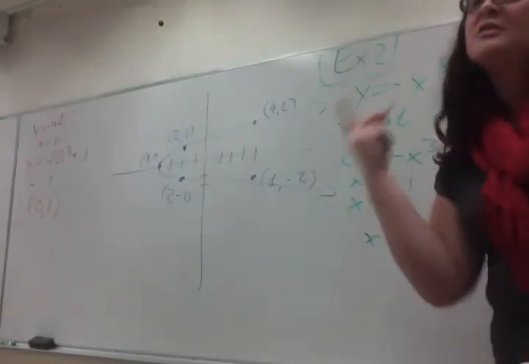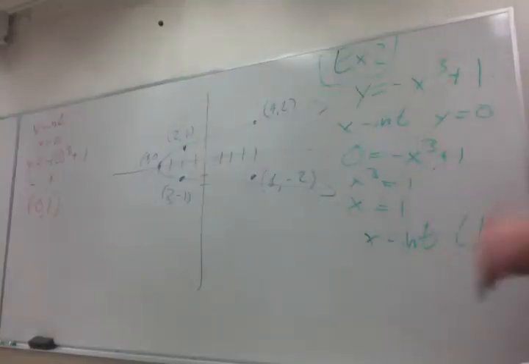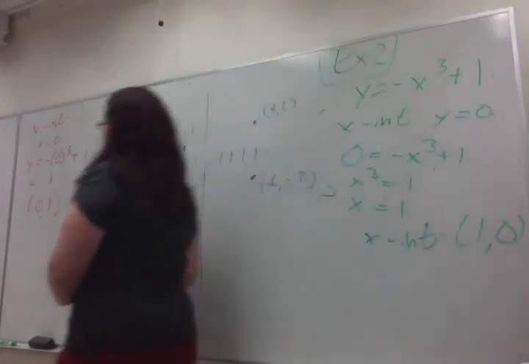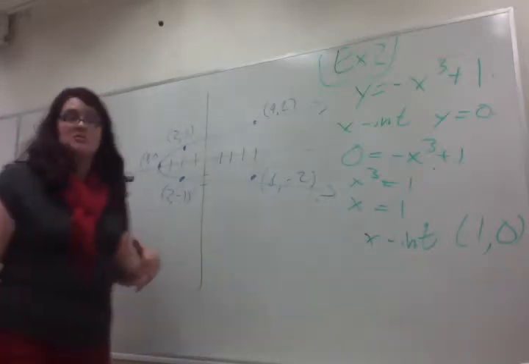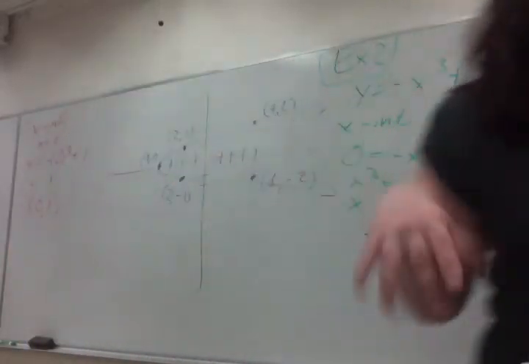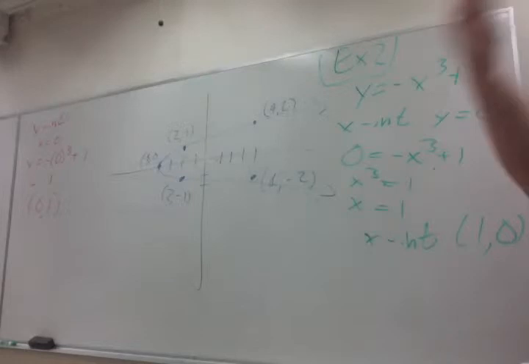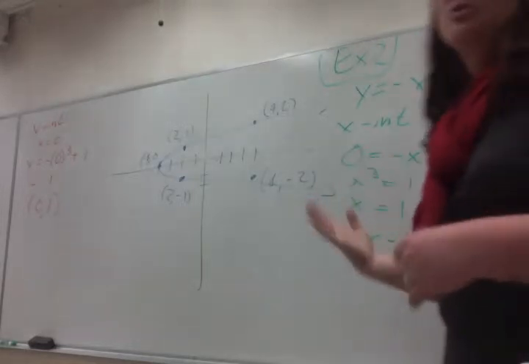A couple of things to mention about testing for symmetry before I do the examples. First, you have to test for each type of symmetry separately. Just because it's not symmetric with respect to the x-axis does not mean it won't be symmetric with respect to the y-axis. Even if it is symmetric with respect to the y-axis, it still could also be symmetric with respect to the x-axis. So you do have to do three separate tests for symmetry for each graph.